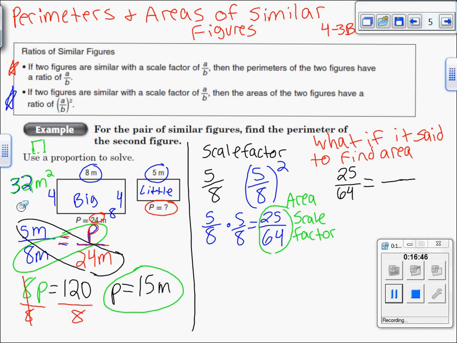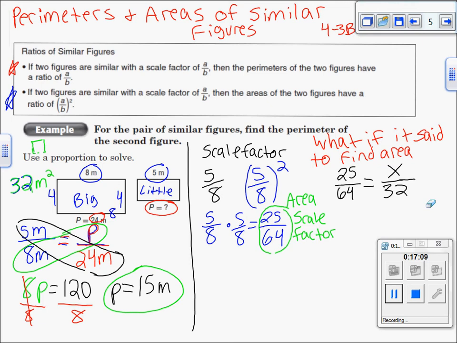Now, let's see, do we know the area of the little or the area of the big? We are given the area of the big, we're looking for the area of the little. Since big's on the bottom, we're going to put it down there. So that 32 goes down there. Let's say we were given the area of 32 of the big one, it goes down bottom over here. Now, we don't know the area of the little.